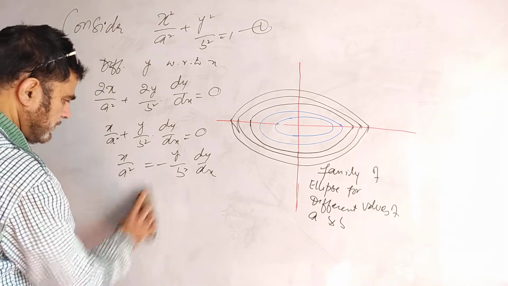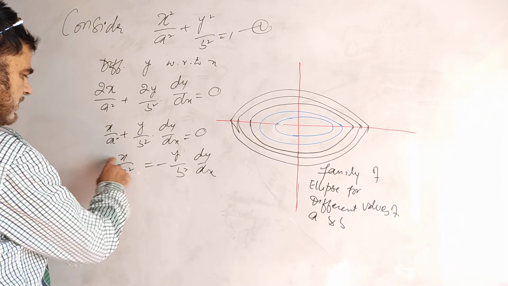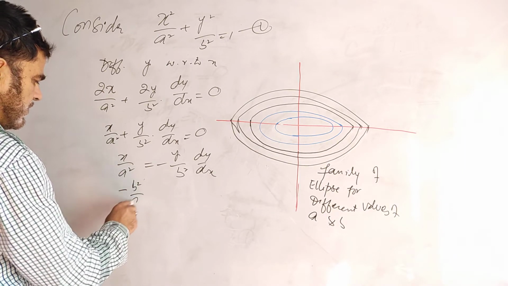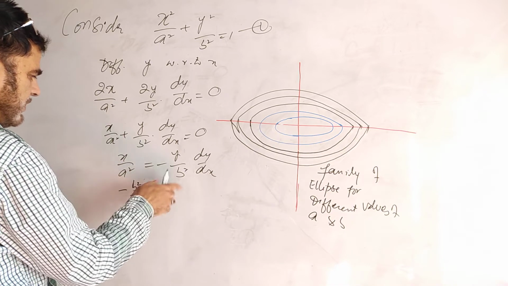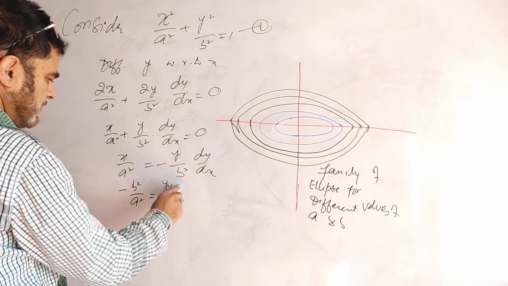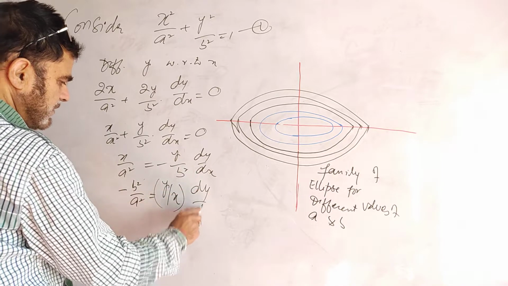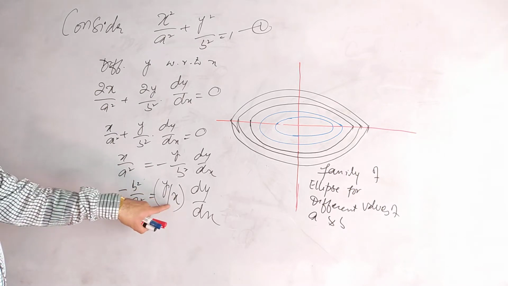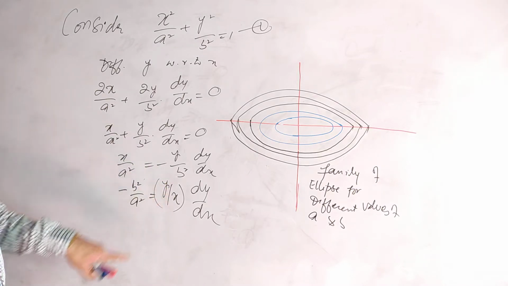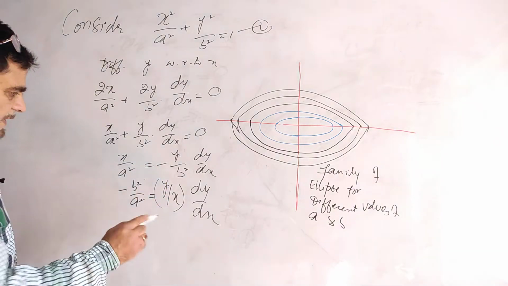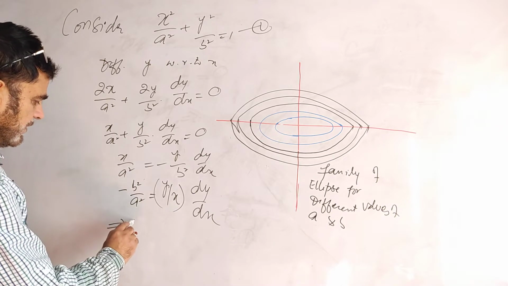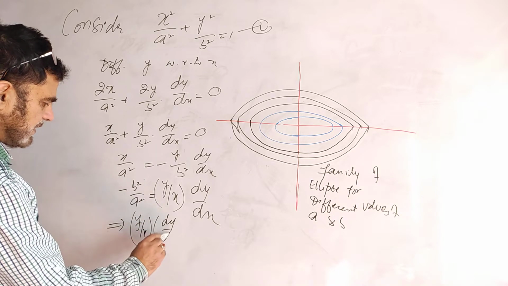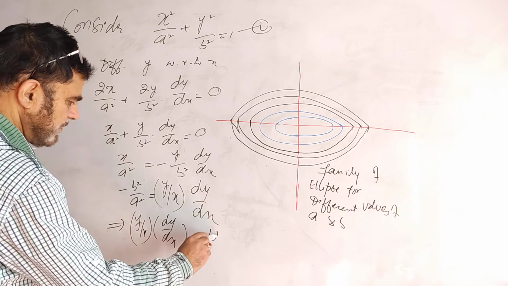This b will go here, I'm sorry. It is minus b square by a square, y by x, dy by dx. Okay, this is b square x. Here also it is b square x, it is a square y. Here it is also a square y minus. It is okay now. This implies y by x into dy by dx is minus b square by a square.